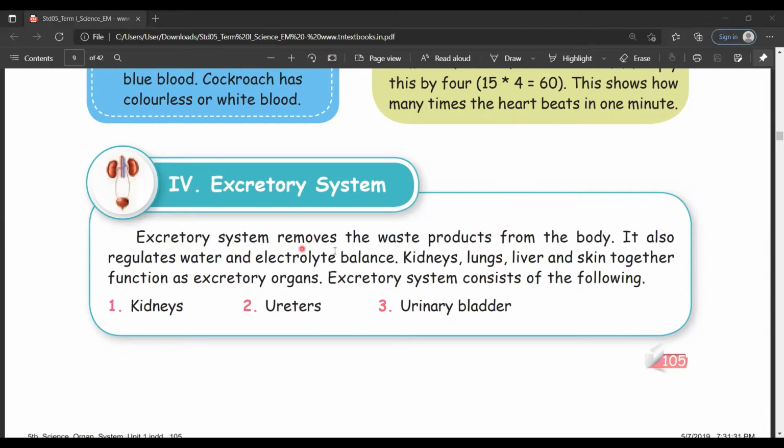The excretory system removes the waste products from the body. So what is the function of the excretory system? It removes the waste products from our body. It also regulates water and electrolyte balance. So this excretory system regulates water and electrolyte balance.